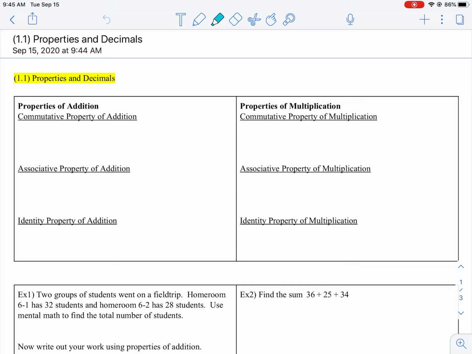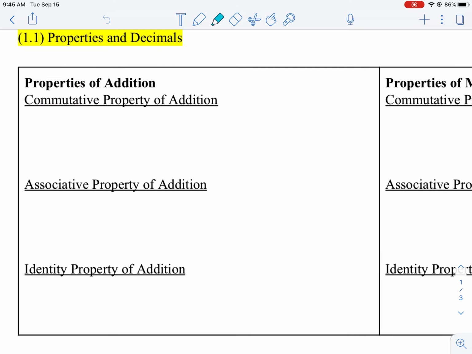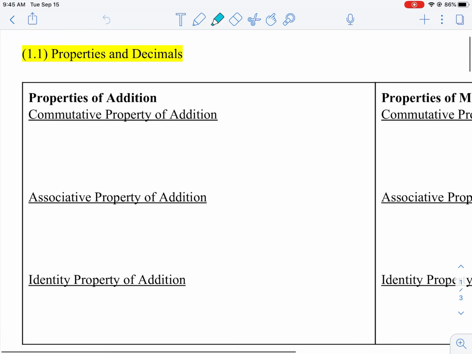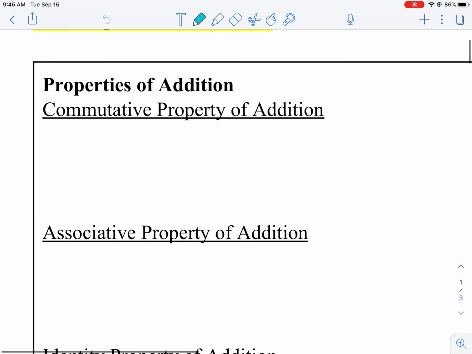In this lesson, we are going to talk about properties and decimals. So the first thing we're going to talk about is the properties of addition. So we have the commutative property, the associative property, and the identity property of addition. But we also have those same properties for multiplication, so we're going to talk about the difference between them as well. So commutative property tells us that the order doesn't matter.